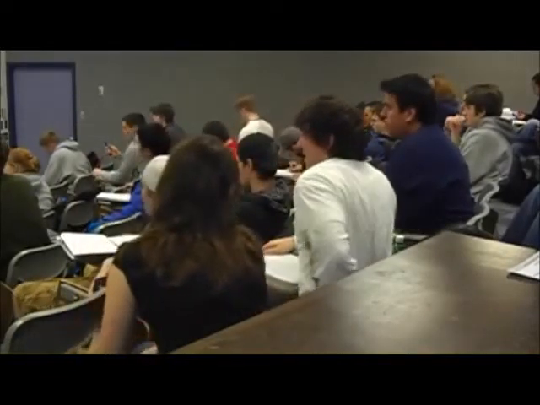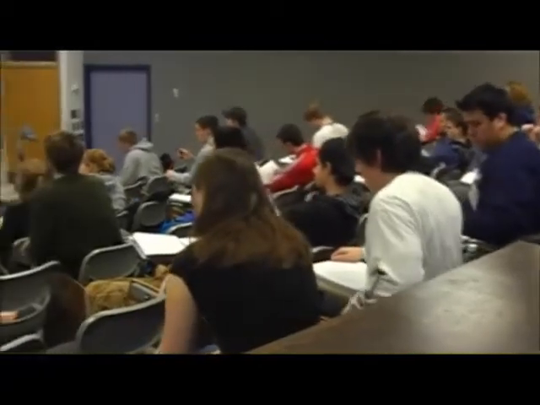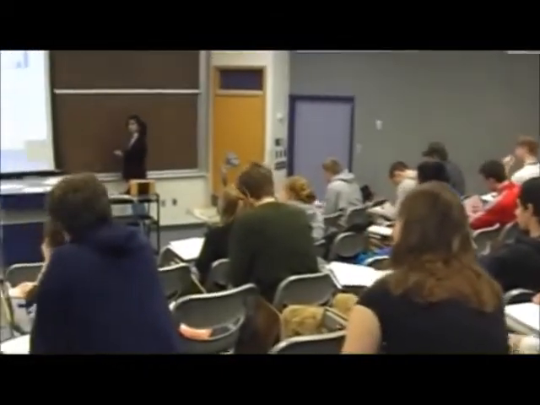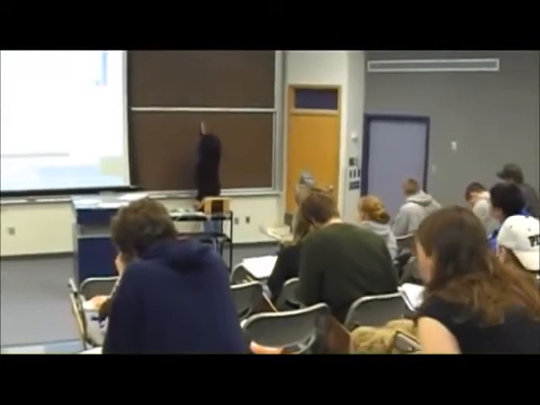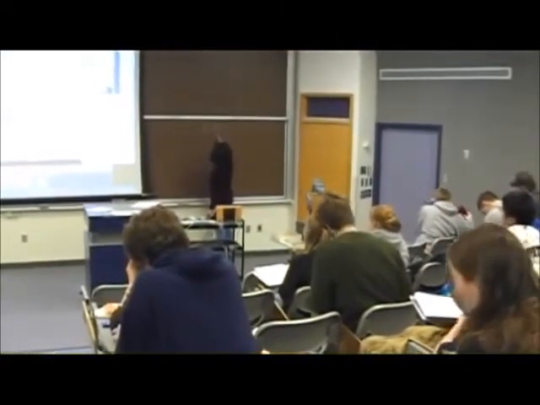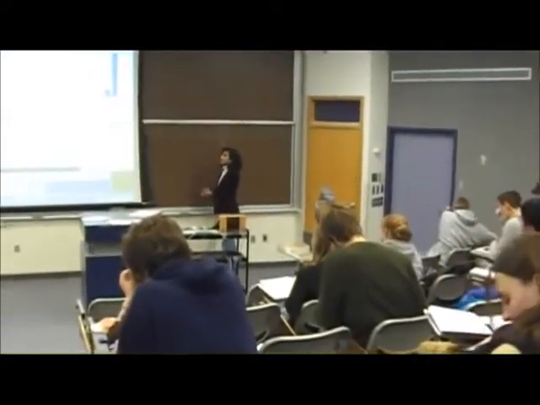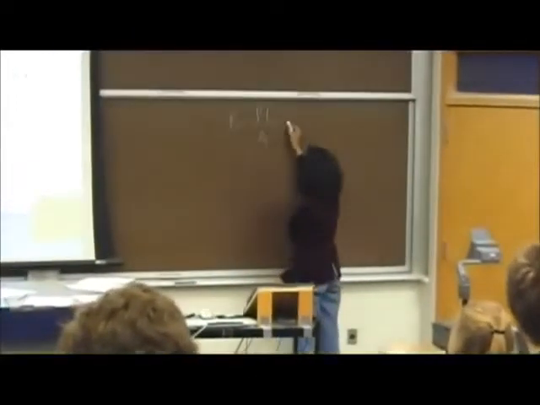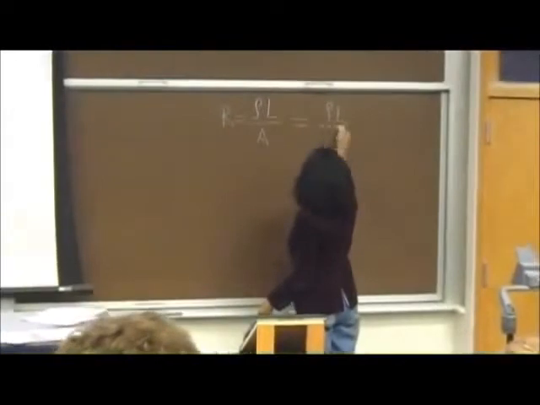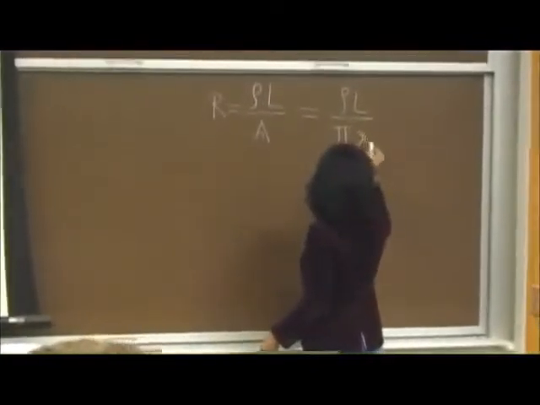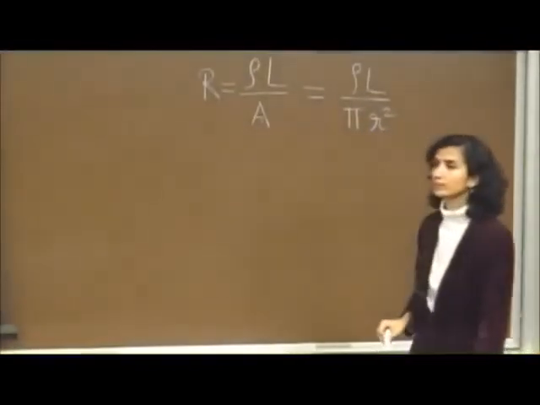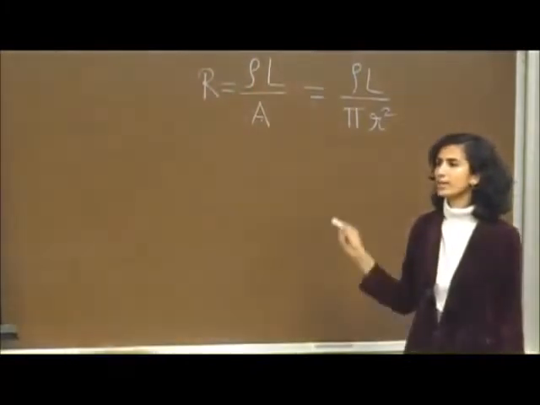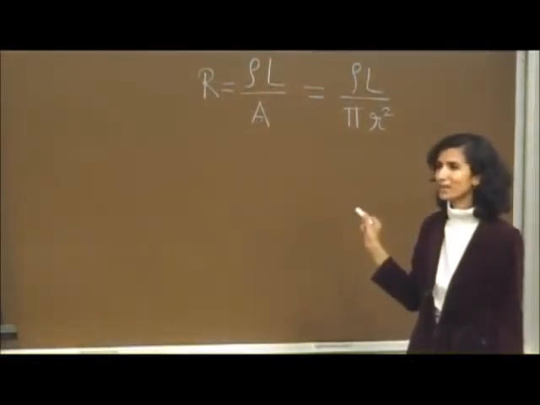All right, so how are we going to do this problem? Remember, the resistance depends upon the resistivity of the material, the length of the wire, and the area of cross section, right? For a wire with a circular cross section, we can say that the area will be pi times r square. Is that making sense, folks? Yeah?